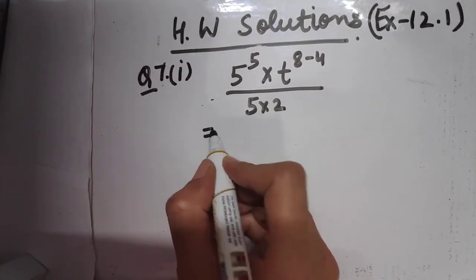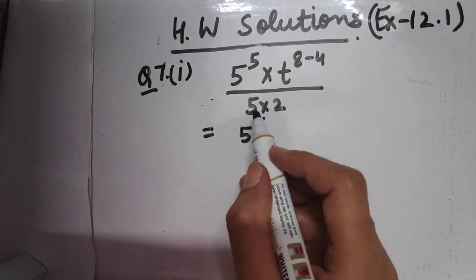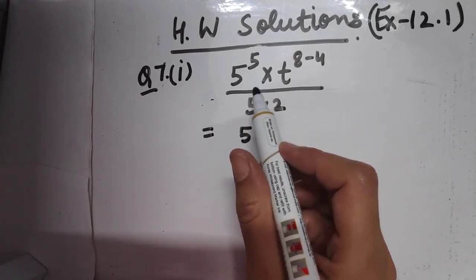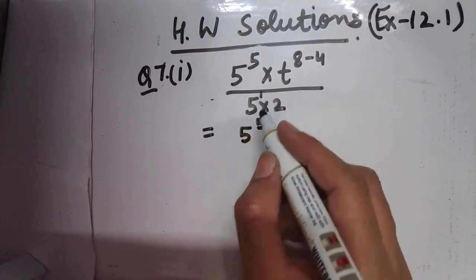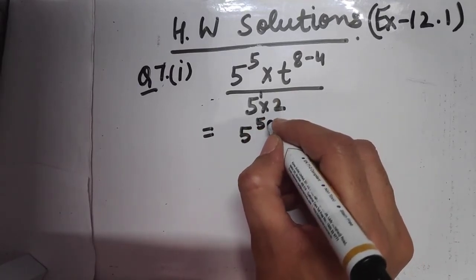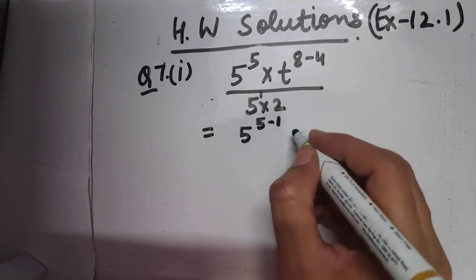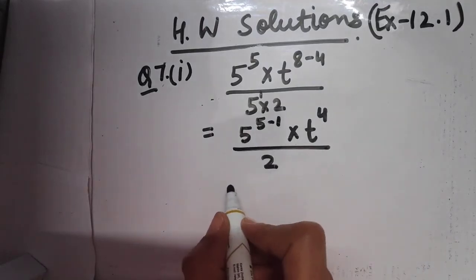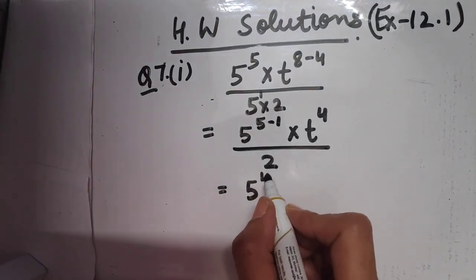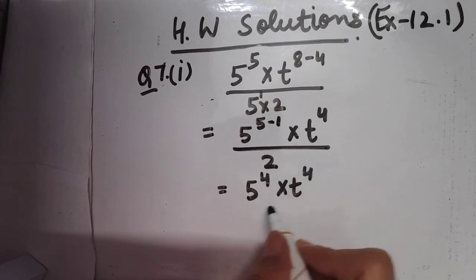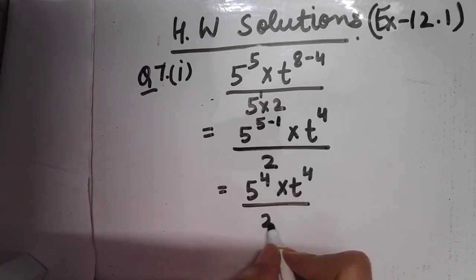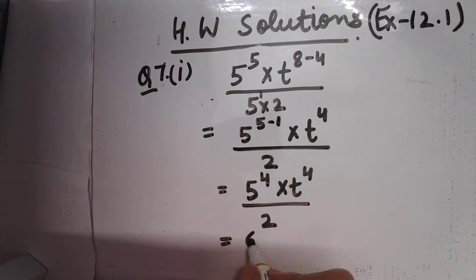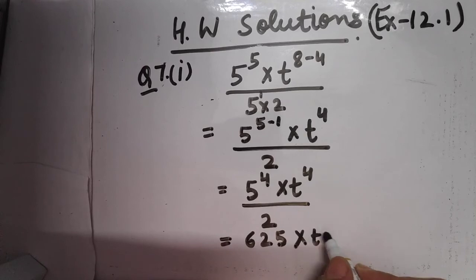After this, it will be equal to 5 raised to the power 5. Here also this will be shifted in the numerator. Base is same and its exponent is 1, so they will be divided. So it will be 5 raised to the power 5 minus 1 into t raised to the power 4 divided by 2. So what will it be equal to? 5 raised to the power 4 into t raised to the power 4 divided by 2. Further, it will be equal to 625, that is 5 raised to the power 4 into t raised to the power 4 divided by 2.